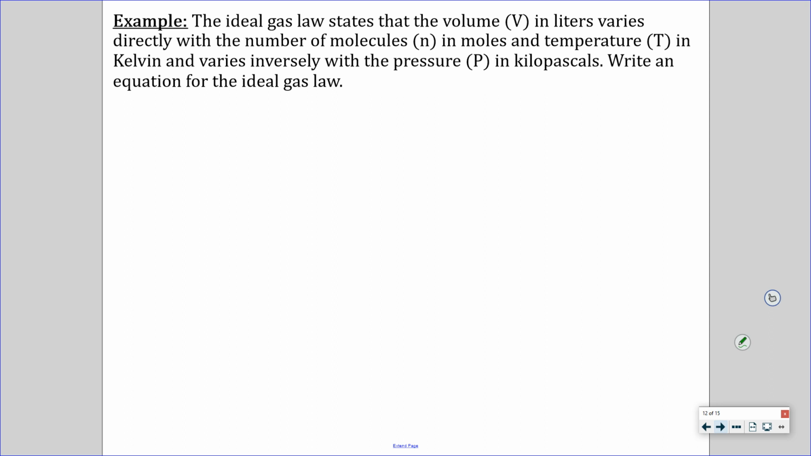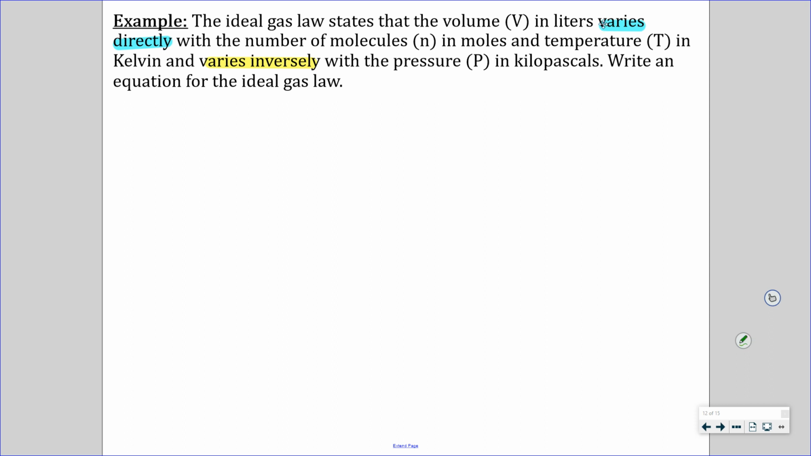All right, is this where we left off? Okay, class. The ideal gas law states that the volume V in liters varies directly. That's the keywords we're looking for in these types of problems. Varies directly with the number of molecules N, which is in moles, and temperature T, which is measured in Kelvin, and varies inversely. So we do have a little combined relationship here with the pressure P in kilopascals. Write an equation for the ideal gas law.